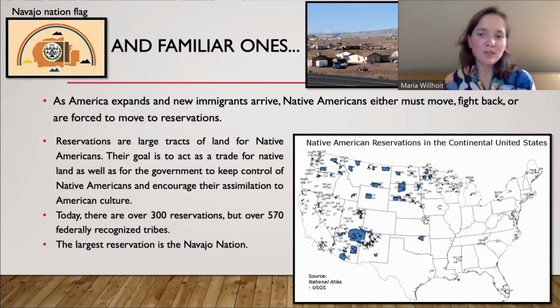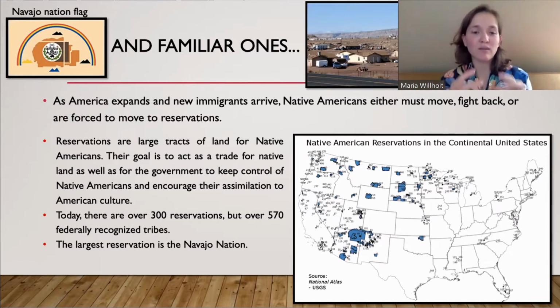And to be honest, that was the goal of the United States government, and a big part of it was they put them on these areas of land to try to keep control of Native Americans. In part, the American government would say it's for their protection, because actually a lot of settlers wanted to kill Native Americans and they fought them and were violent. So this was a way of maybe trying to protect Native Americans. It was also a way to encourage their assimilation into American culture.